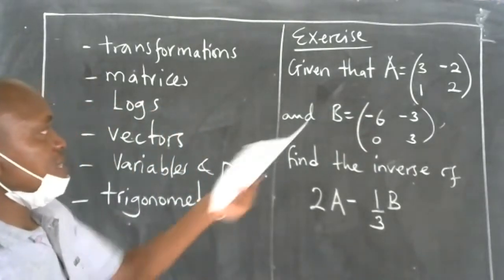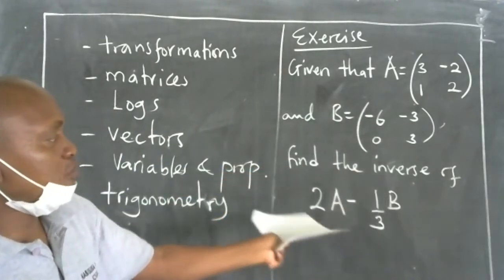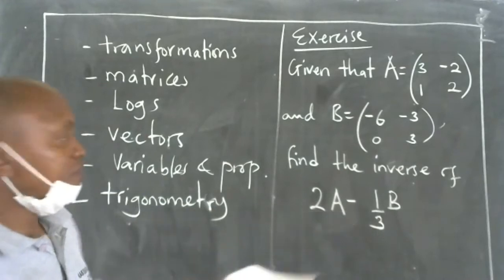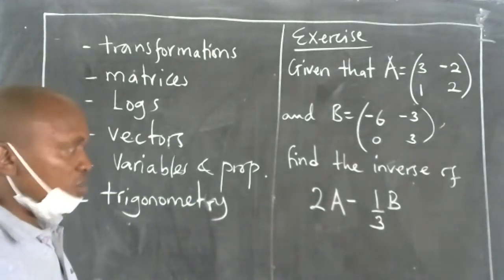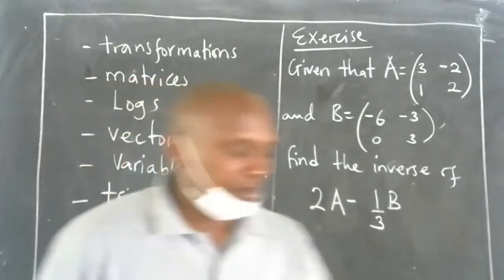Given that A is that matrix, B is that matrix, find the inverse of 2A minus a third B. We work it out then because it has A and B. That's question A and B.